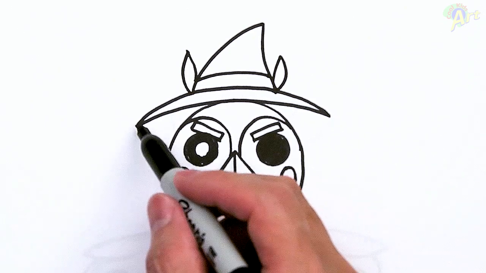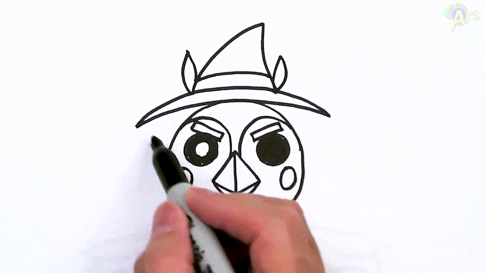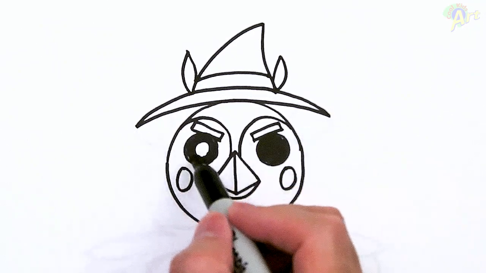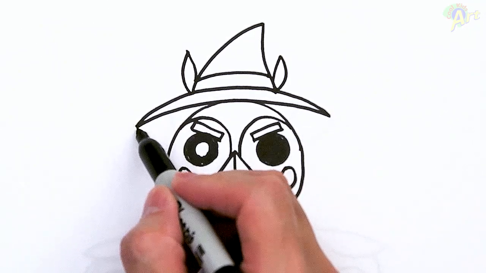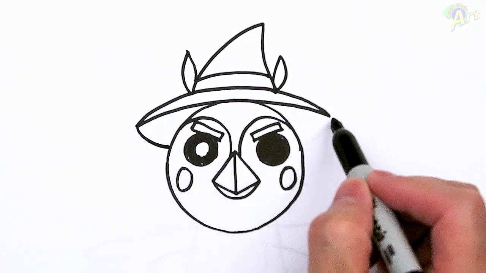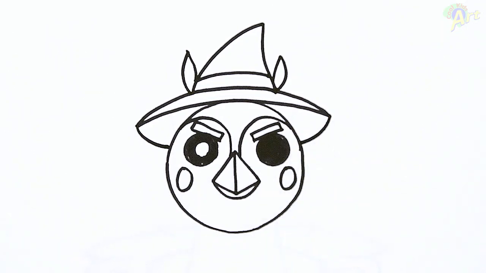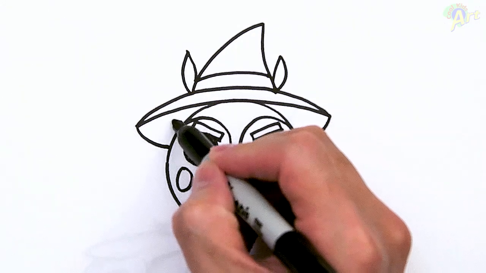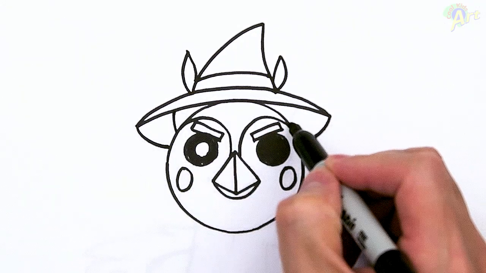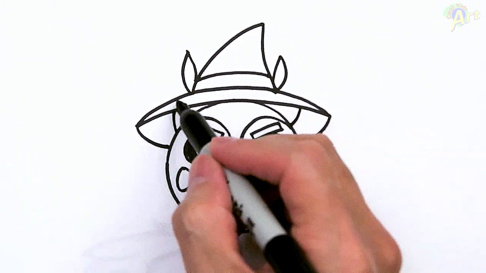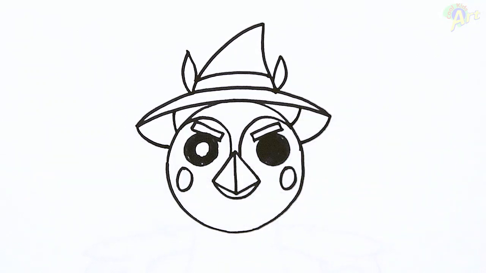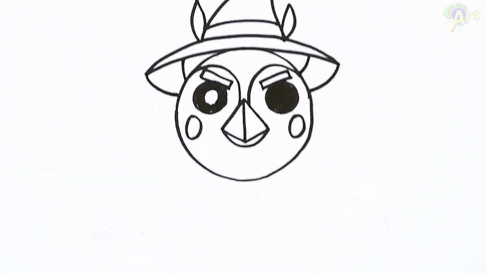Alright, and then to finish up the hat right here, we're going to come back in, and this part is going to go behind the head. So right around here, right toward the eye, just come down. And then for his ear, just draw one little curve going up, so we won't see the other side. All right, so that's the head.